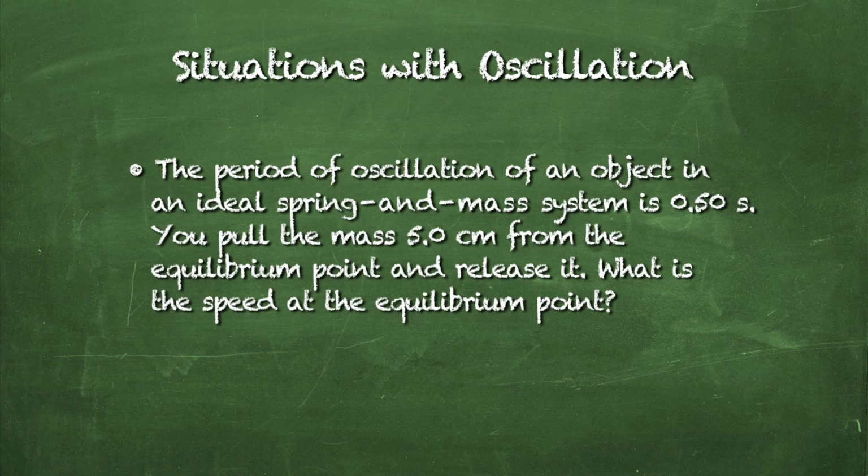I'll give you a hint. 5 centimeters is going to be the amplitude of the oscillation. The mass was at rest at its equilibrium point, and then you pulled it 5 centimeters, which means that the mass is going to bounce back and forth 5 centimeters from the equilibrium point. So 5 centimeters is going to be your amplitude.